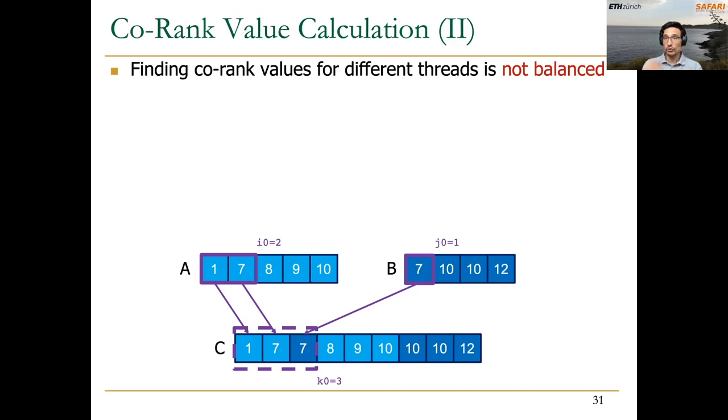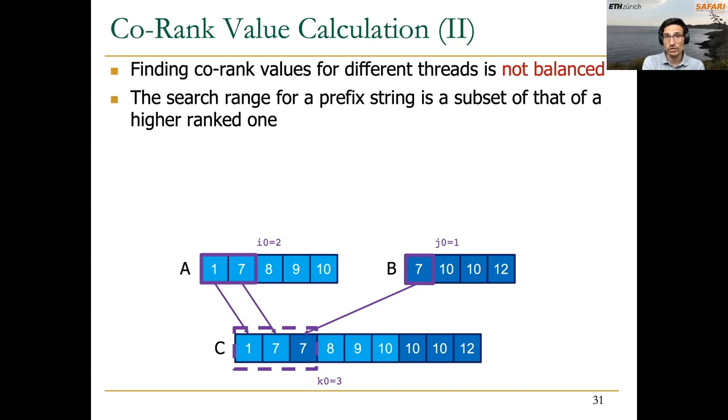But finding the core rank values for different threads is probably not a balanced process if we do, let's say, a linear search, because the search range for a prefix string is a subset of that of a higher rank one. For example, if we think about these two ranks, k0 equal three and k1 equal six, the search ranges in input A and input list B for k0 equal three are smaller than the search ranges for k1. As you can observe, the thread that obtains the core rank values for this k1 will probably have to go through a larger section of, at least in this case, input list A than the thread computing the core rank values for this k0 equal three, as you can see in the example.